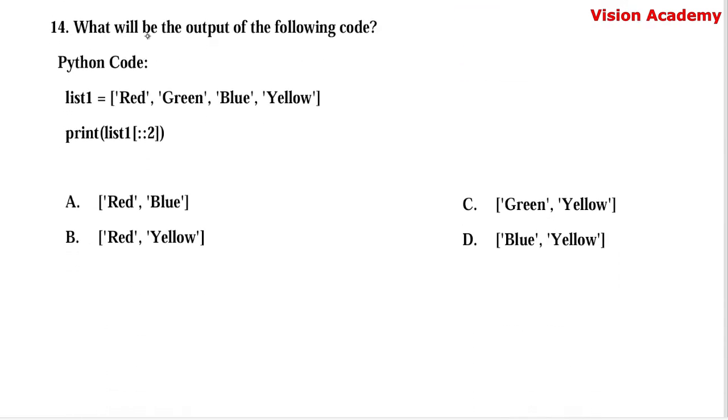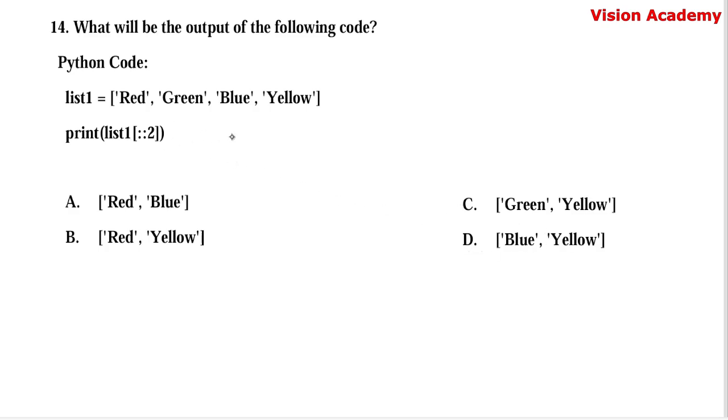Question number 14. What will be the output of the following code? Python code: list1 = ["red", "green", "blue", "yellow"]. Print list1[::2]. Option A, red, blue. B, red, yellow. C, green, yellow. D, blue, yellow.